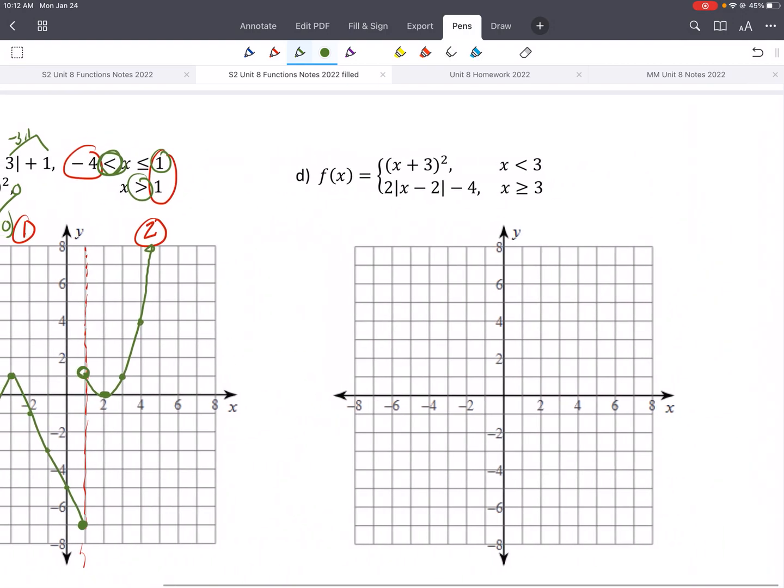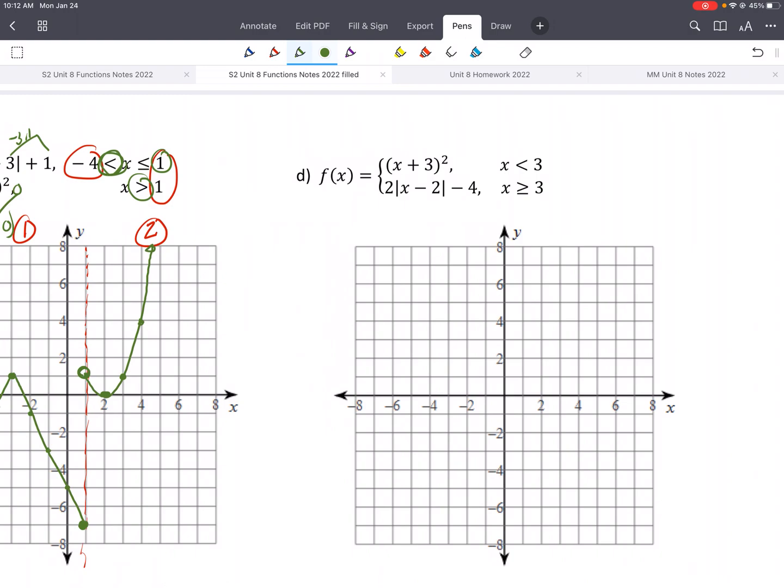All right, last but not least, another domain line at 3 this time. So we have this dotted line. This is our first equation. It's when x is less than 3, so it's on this side, and this equation will be on this side. So this is a quadratic. Again, this is like in vertex form. This would be our vertex, so -3, 0. And it has an a of 1, so it's going to go 1, 3, 5.